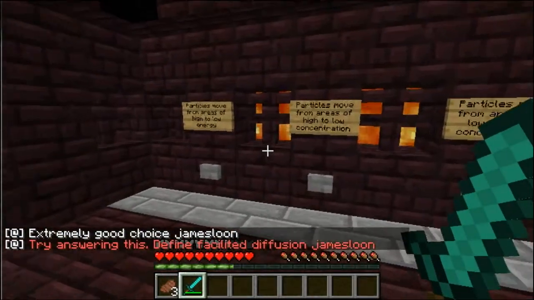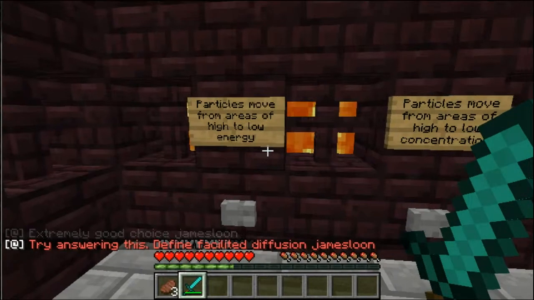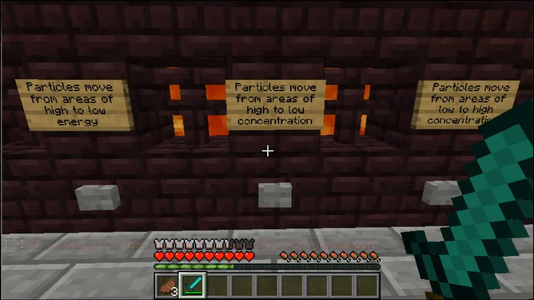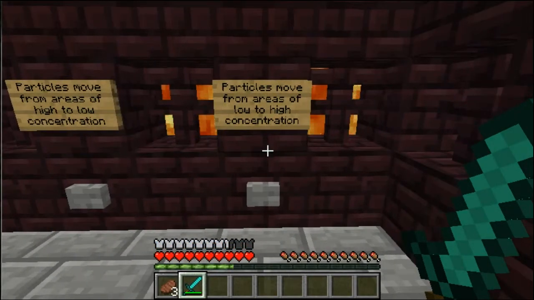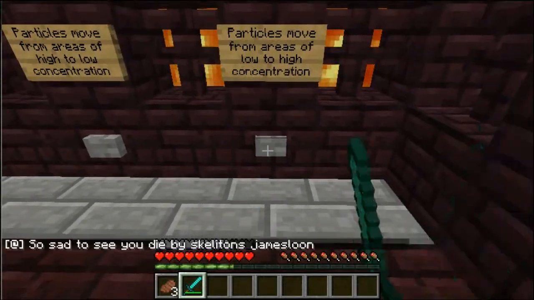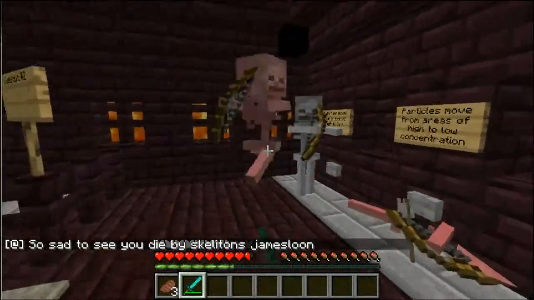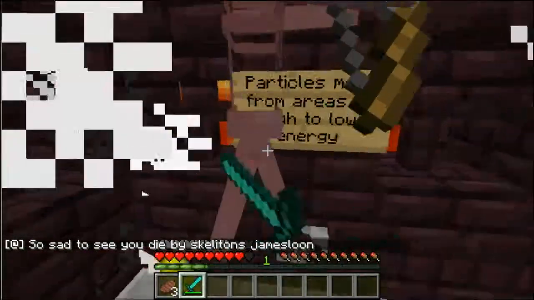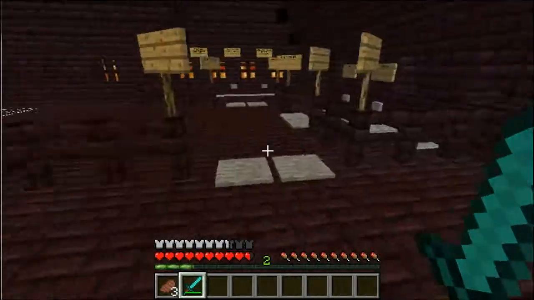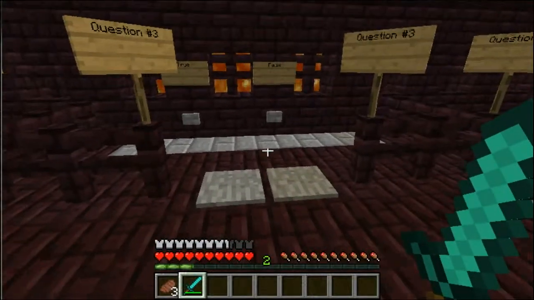Question 2. Define facilitated diffusion. Particles move from areas of high to low energy, particles move from areas of high to low concentration, or particles move from areas of low to high concentration. And I got that one wrong, even though I was not intending to. But I haven't done this in a while, so yeah. As you can see, they each spawn their own different mobs.